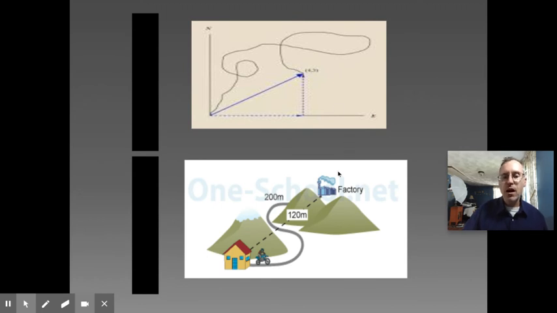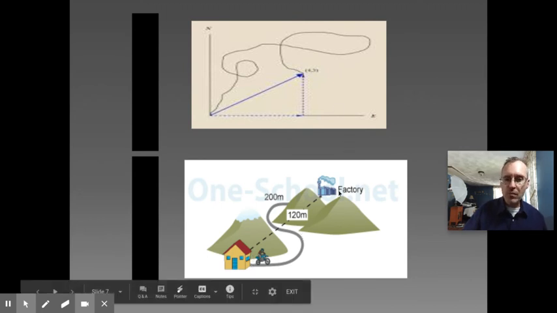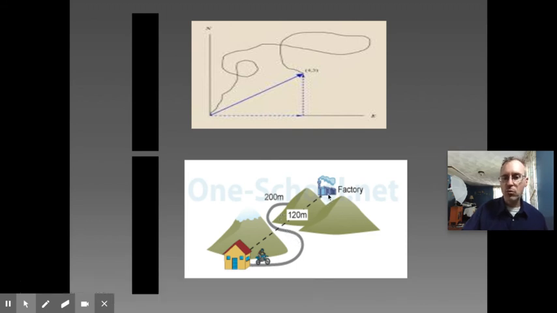Okay. Here's just another example. So here's a home. Looks like this dude on the bike needs to go to work at the factory.